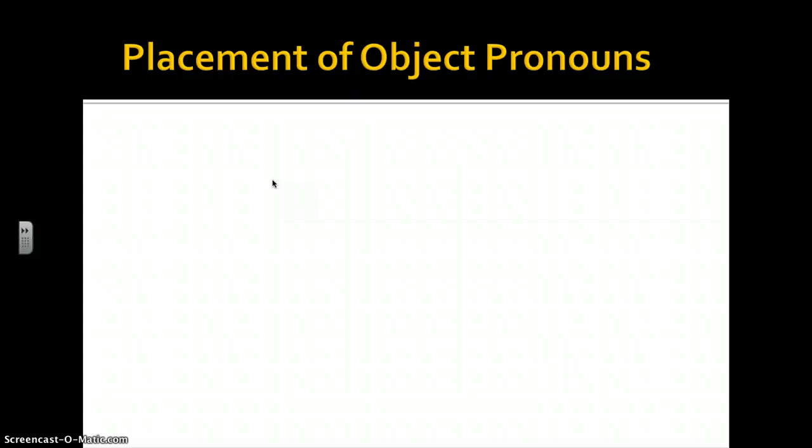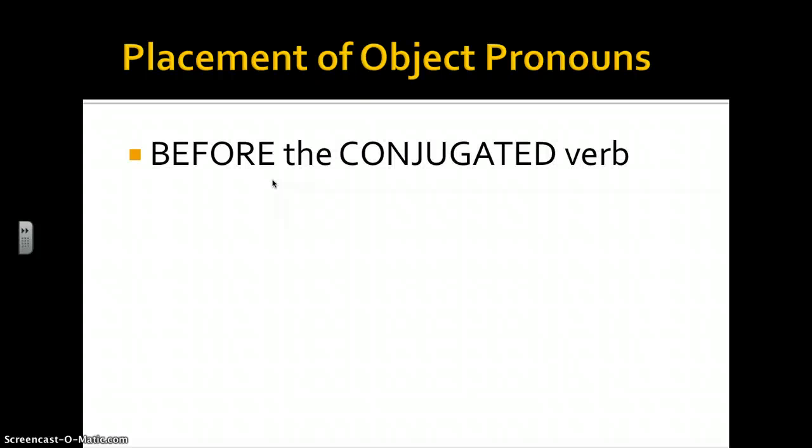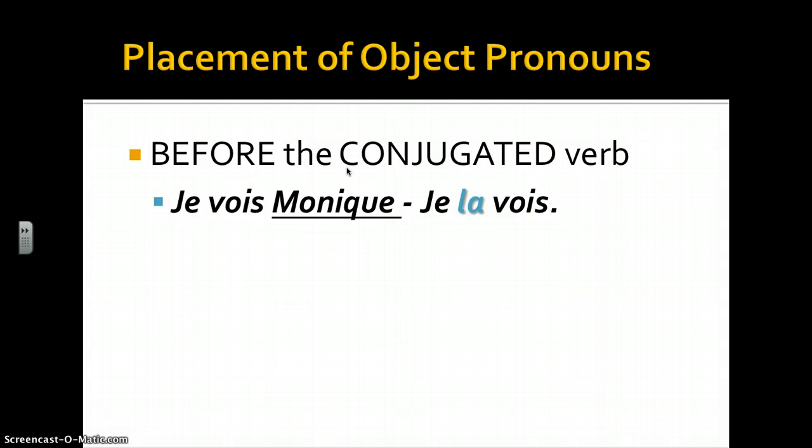Hopefully we are okay with which one we need, but now we have to think about different situations and how the pronoun will move in a sentence. So the most important and basic rule is that it goes before the conjugated verb. Whichever verb is conjugated, the spelling is changed to match the subject, that's where my object pronoun is going to go. So par exemple, je vois Monique.